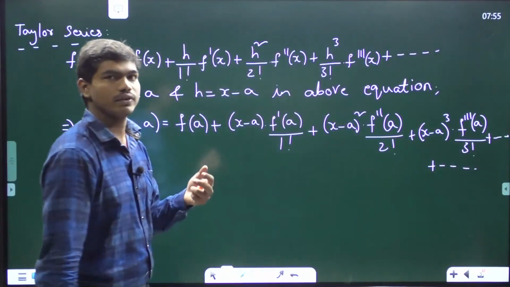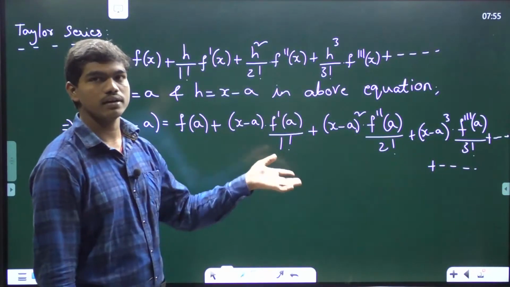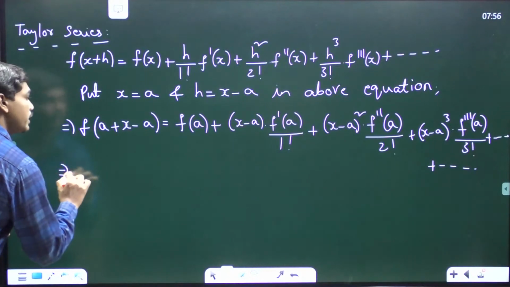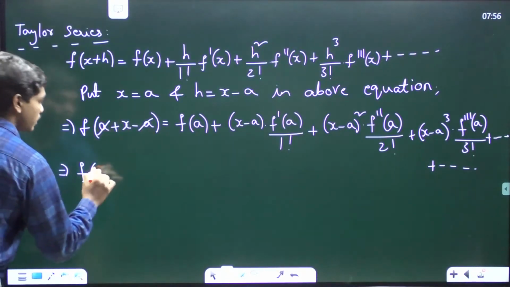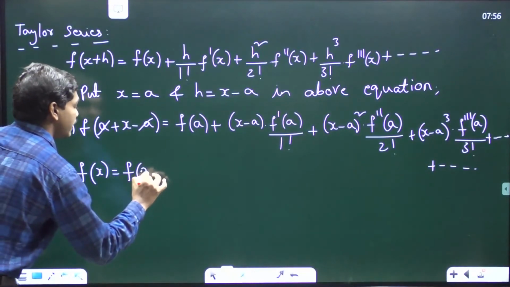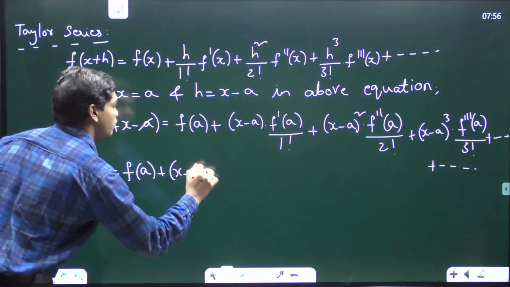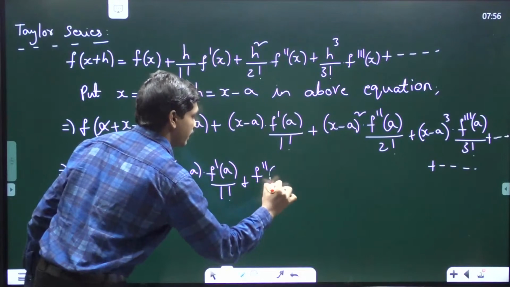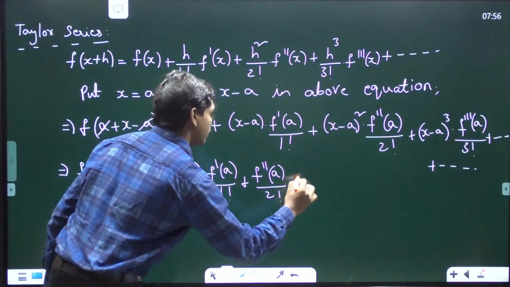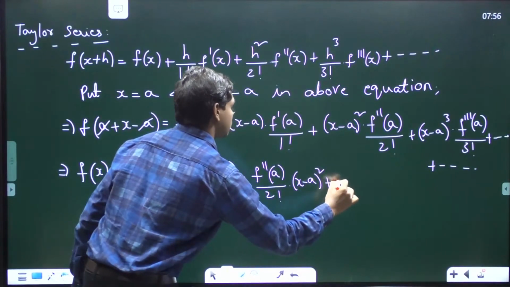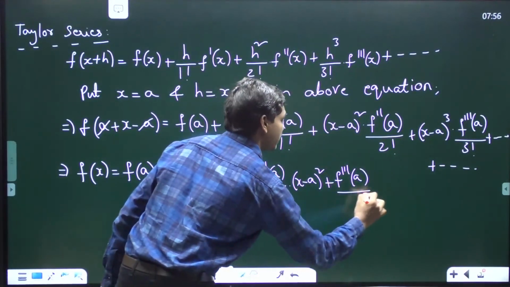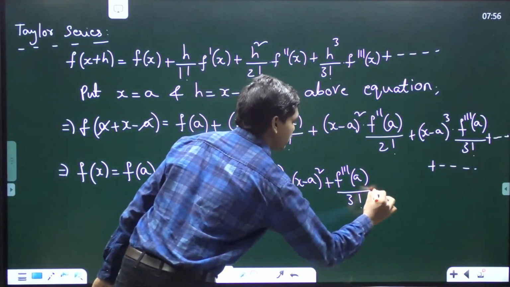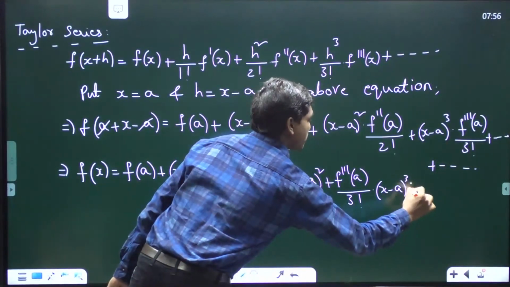Since Taylor series is an infinitely extending series, depending upon the value of h, we will decide how many terms to consider, till which degree. If you simplify this a bit, this a gets cancelled. So f of x is equal to f of a plus (x minus a) into f dash of a by 1 factorial, plus f double dash of a by 2 factorial into (x minus a) whole square, plus f triple dash of a divided by 3 factorial into (x minus a) whole cube, plus and so on.